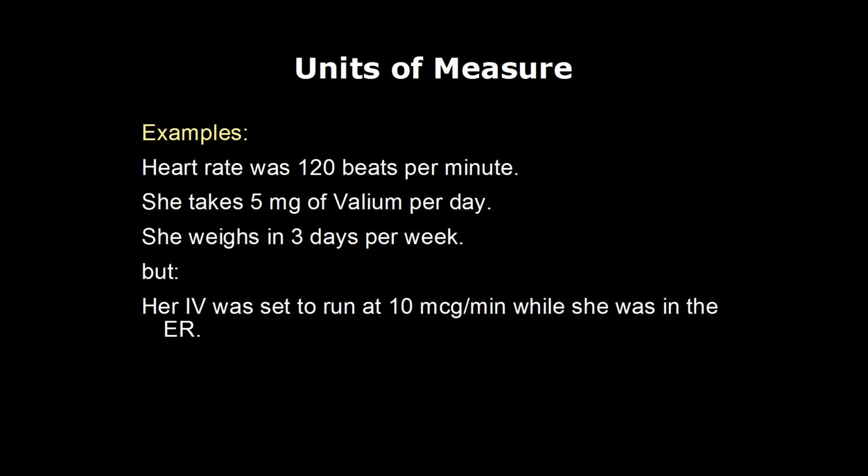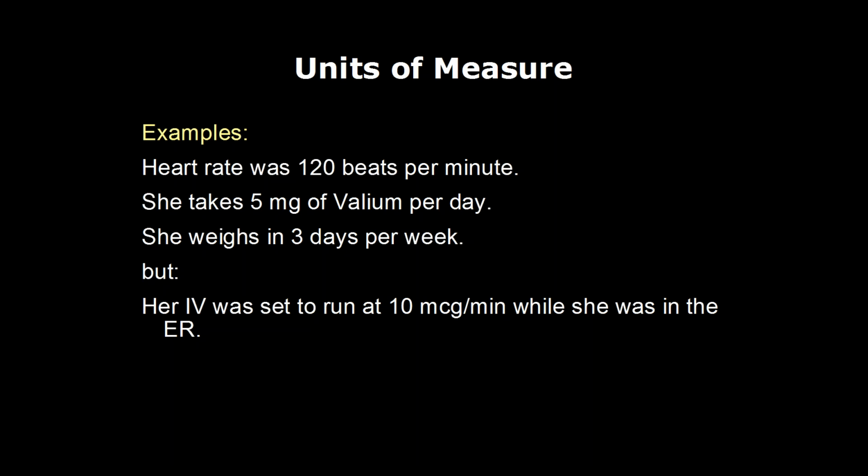Let's look. Heart rate was 120 beats per minute. Okay. And we're going to go through them and then we'll kind of try to make sense. And she takes 5 milligrams of Valium per day. Okay. She weighs in 3 days per week. Again, so these are pretty easy because you think, all right, well, so these are all non-conventional units. And of course, the 5 milligrams of Valium, there's the prepositional phrase there, and it's per day. Per day is non-metric, okay, but that you can't use it there because of the of Valium, the prepositional phrase. 120 beats per minute, neither one of those are metric, so non-metric, so you can't use it there.